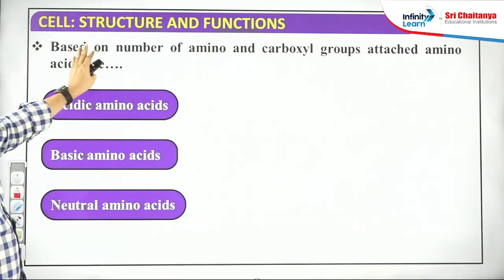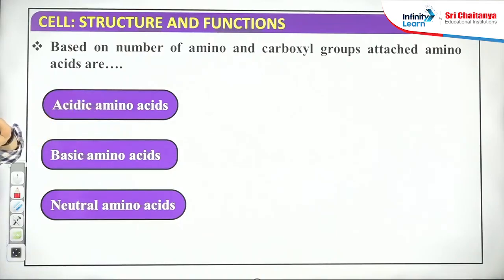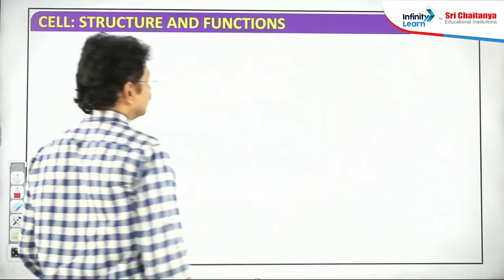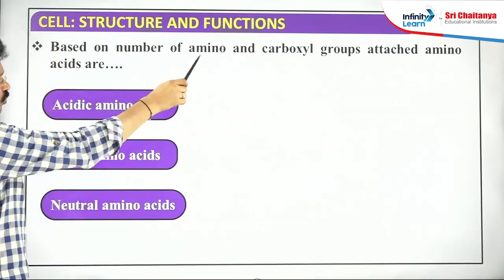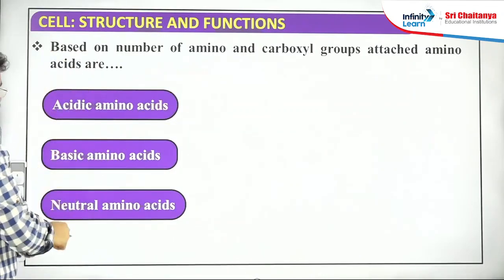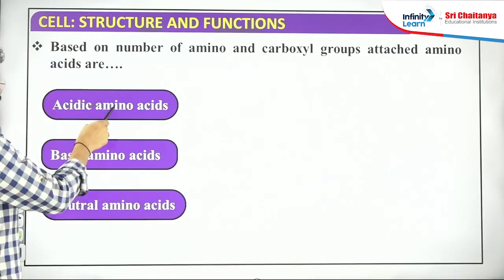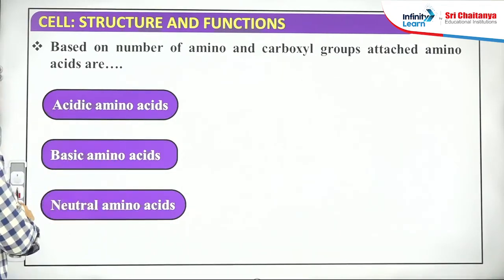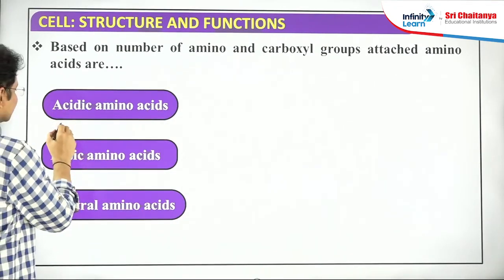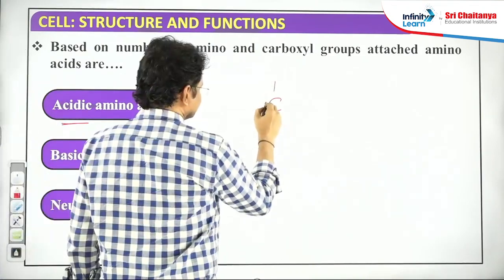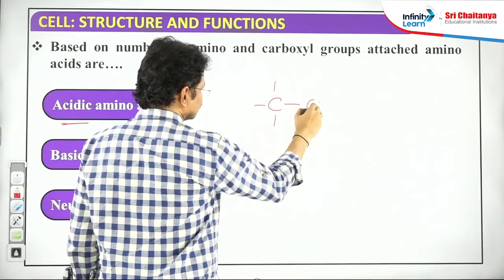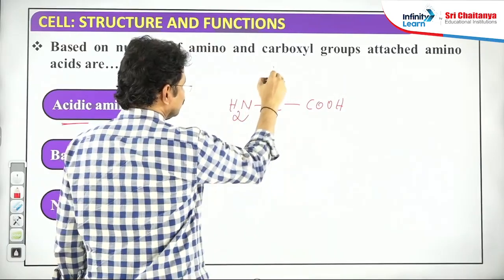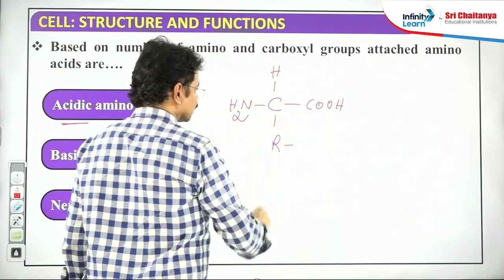Next topic, types of amino acids based on the number of carboxylic groups and amino groups. Based on the number of amino groups and carboxylic groups, amino acids are classified into three types: acidic, second basic, and third neutral. What is the meaning of the acidic type? In an acidic type amino acid, it is the alpha carbon with a carboxylic group, amino group, hydrogen atom, and alkyl group.